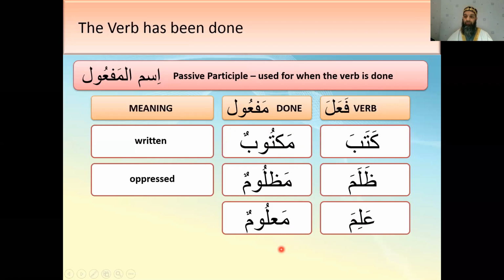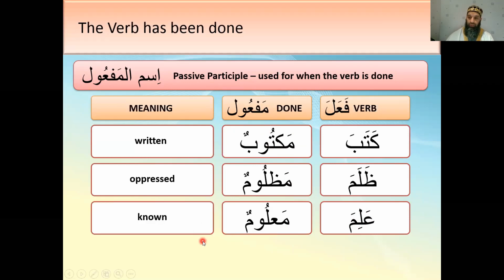What does ma'lum mean? It's an Urdu word. Good. Known. So the alima is being done to it. So when the knowledge is done to something, what do you call it? It's called known. So ma'lum means known. And it's a word that we use in Urdu as well. Ma'lum. It's known.